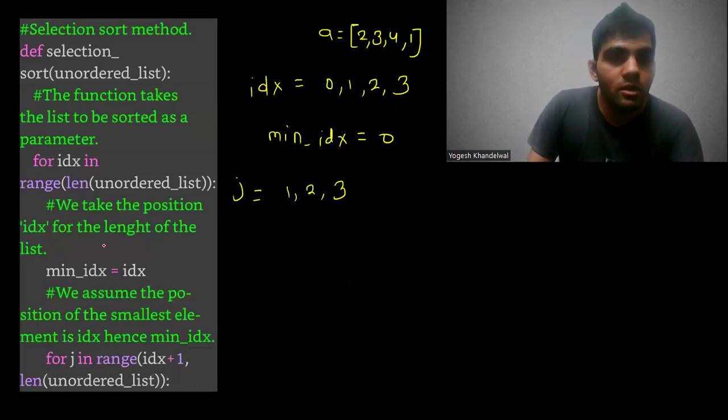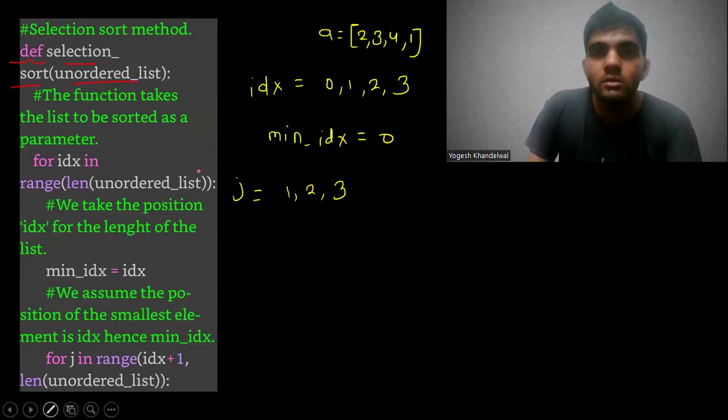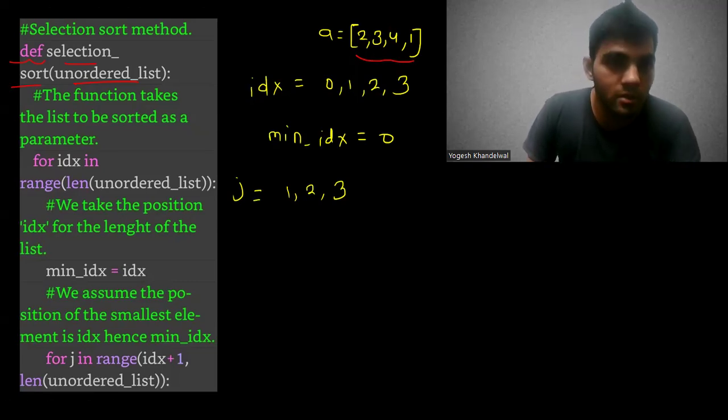So this is the code. Let's understand the code. First we have defined the function using def, and the function's name is this, and it will take an unordered list as a parameter or argument, like this type of list, and then according to this algorithm it will sort it and print it. So what is the algorithm?